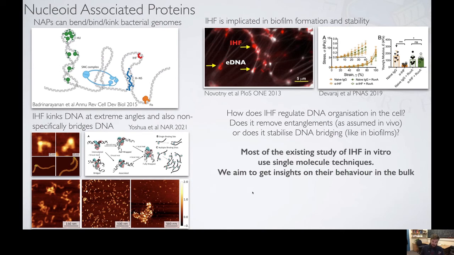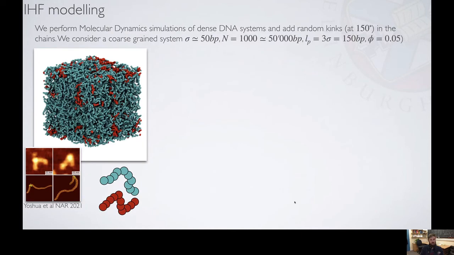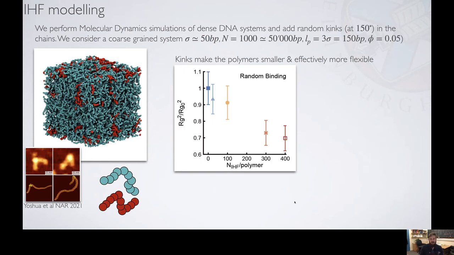Most of the experiments up to now to study the behavior of IHF are mostly single molecule techniques, but here we want to really aim to get insights into the behavior in the bulk, a little bit like comparing one spaghetti with a bowl full of spaghetti, which is a little bit more satisfying in some respect. So first, we perform molecular dynamics simulations of dense DNA polymers modeled as coarse-grained polymers made of beads and springs. We add kinks to model IHF, and what we see first of all is that the radius of gyration of the polymers decreases as we add more and more kinks.